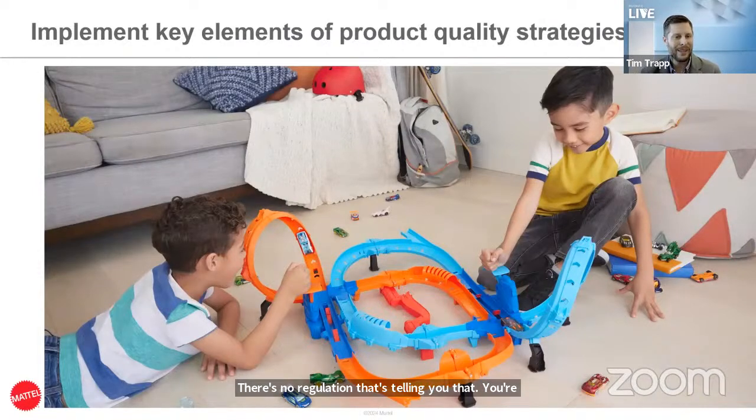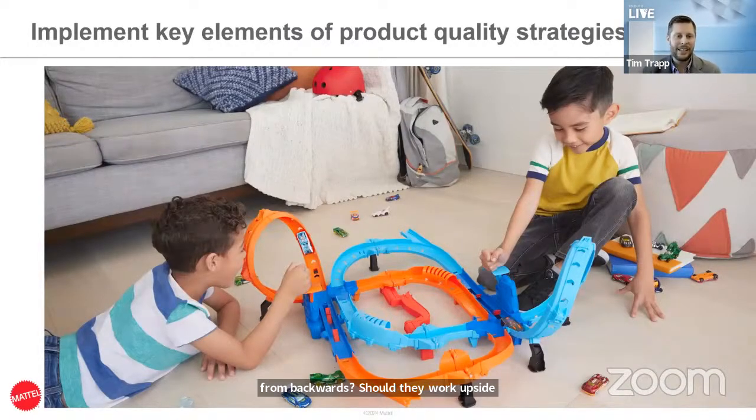How many times should the car go around the track before it falls off? How long should the batteries last? How loud should the toy be so that it's not annoying? How easy should that button be to press? Which cars go around the loop forward? Which ones go backwards? How do kids actually load the car? Do they know forward from backwards? Should they work upside down?